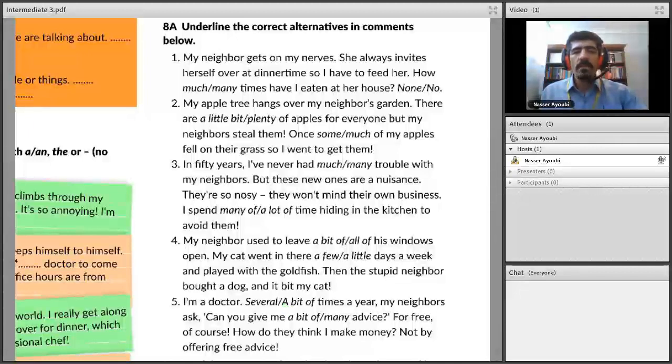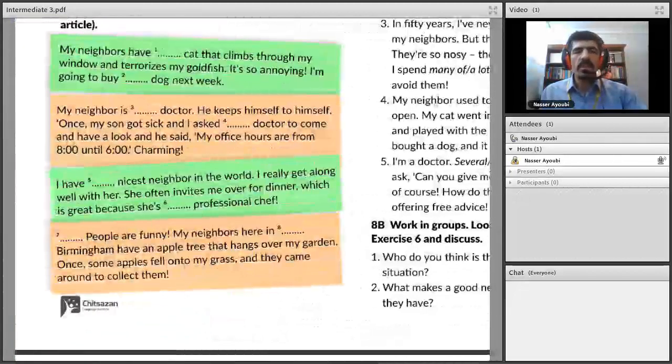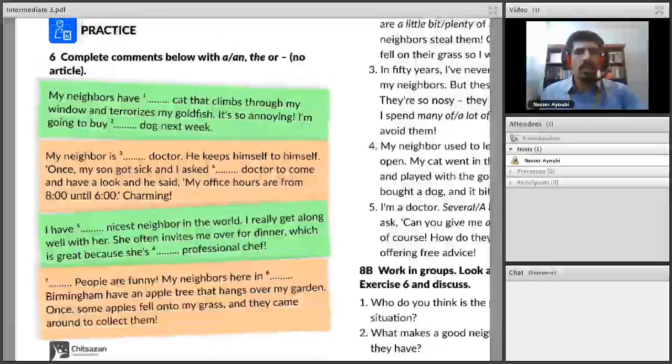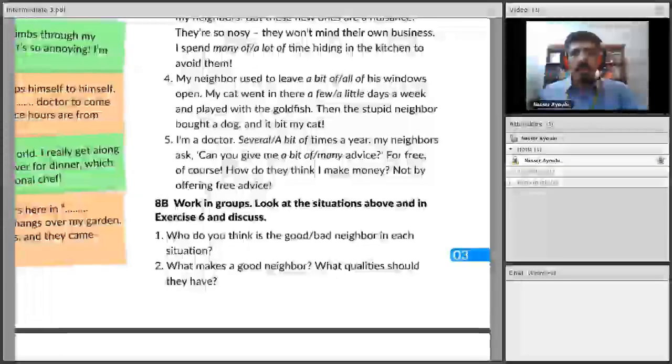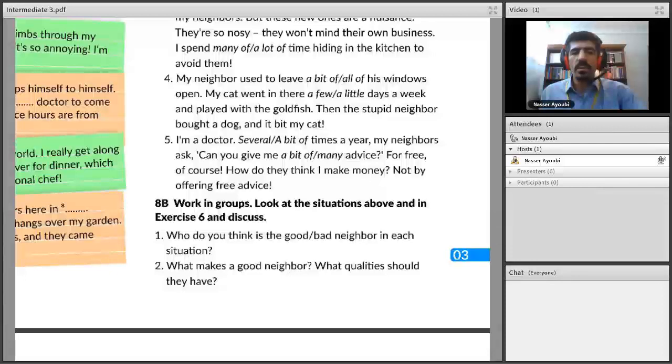So as you see, the comments from 1 to 5 are against the comments in part 6 here. Work in groups, look at the situations above and in exercise 6 and discuss. Who do you think is the good or bad neighbor in each situation? What makes a good neighbor? What qualities should they have? So please do these exercises. Try to compare the comments into two exercises and come up with a comparison.